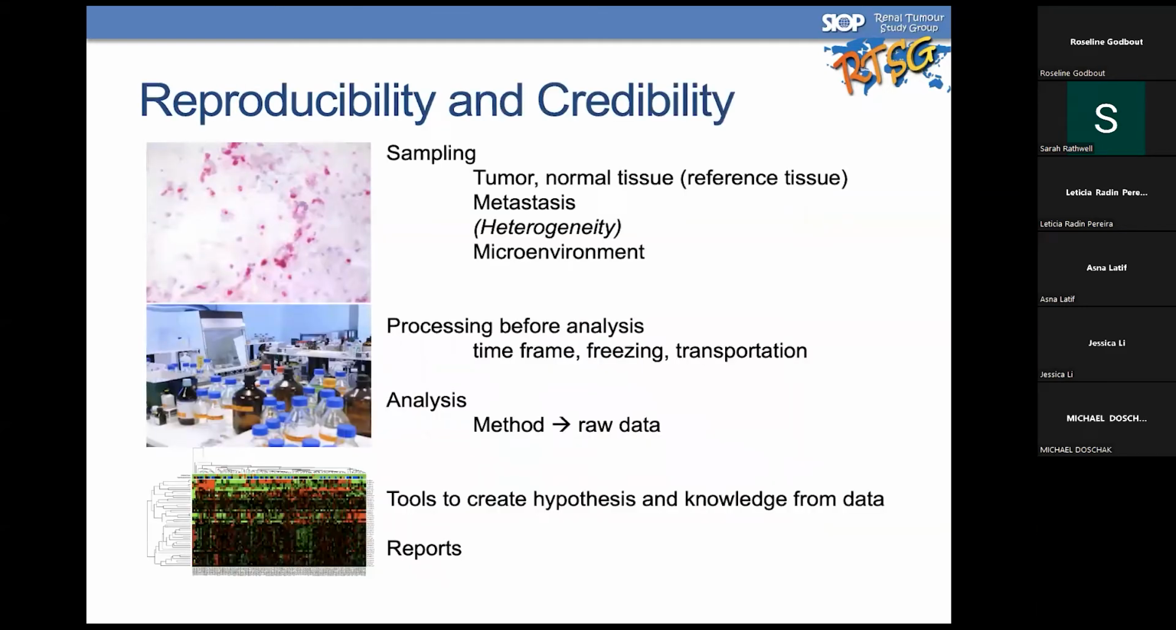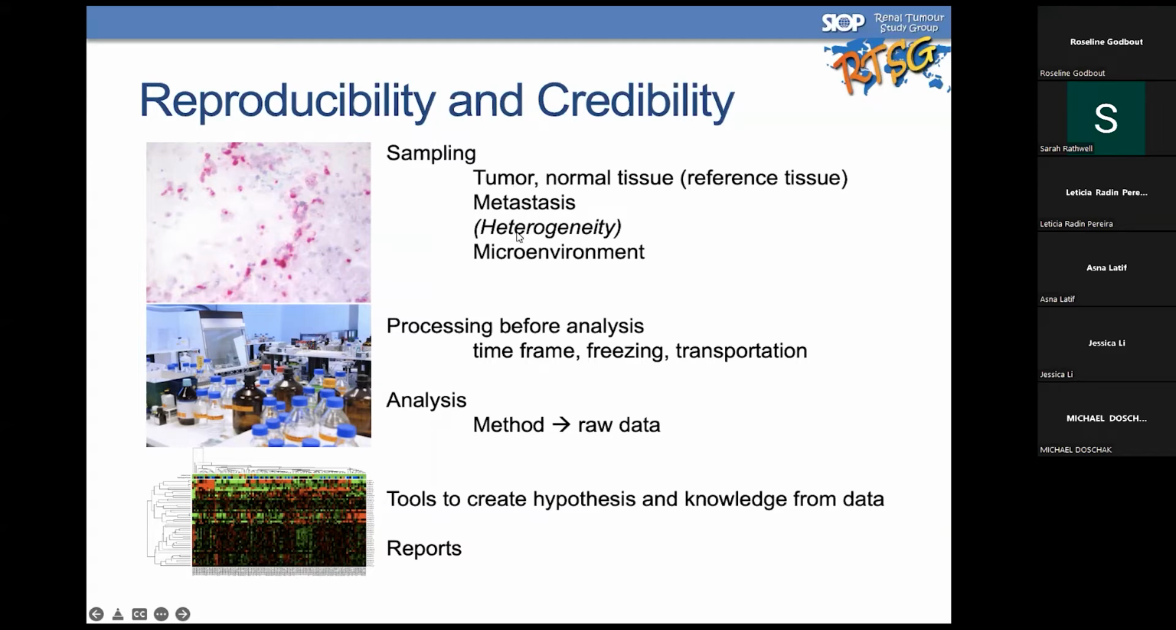And then there's the question of reproducibility and credibility of the data you will collect. And that starts with the sampling of the tumor. Do you have normal tissue when you sample tumor, or is it really tumor? Do you have a reference tissue to compare tumor against normal tissue? Do metastases have the same molecular biology as the primary tumor?